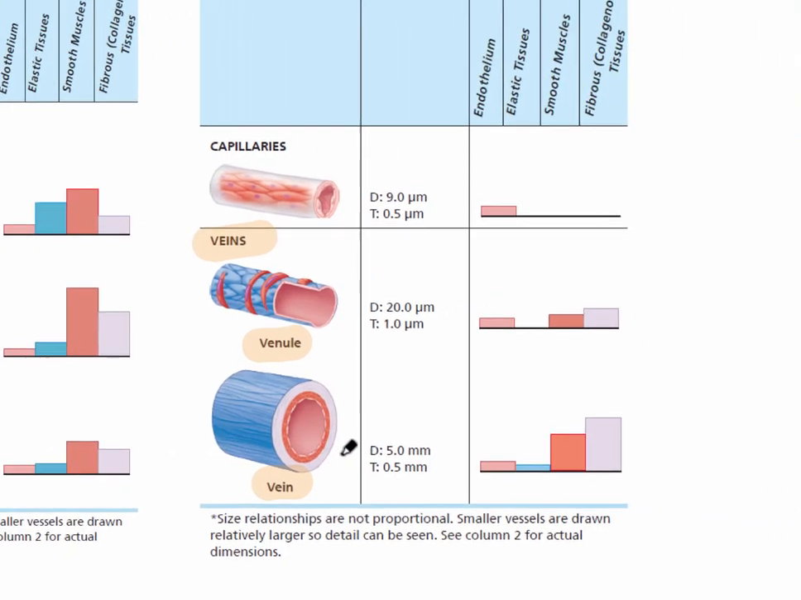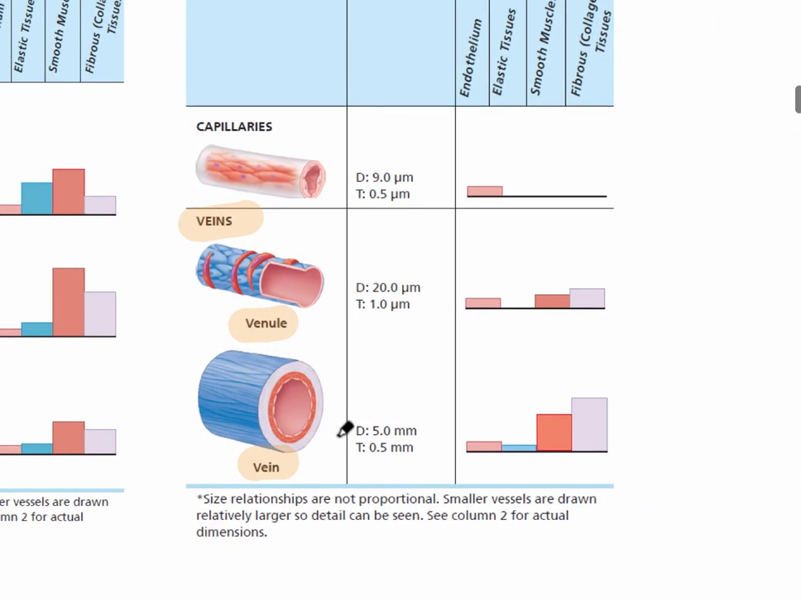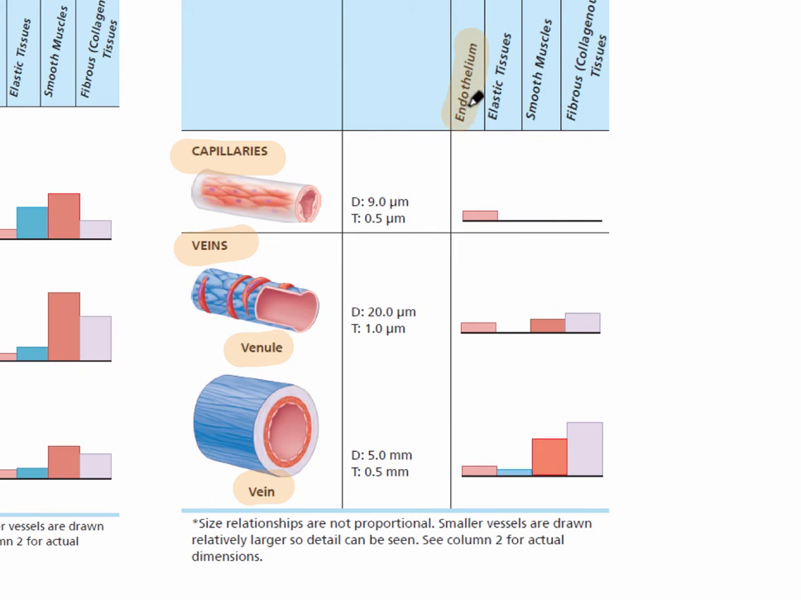Whereas if we compare this to the veins, we see very little smooth muscle in the venule, but more in the vein. And what's significant about the larger vein is that it has a lot of fibrous collagen, and that is unlike any other. And again, the capillary is very significant because it only has this one layer, the endothelium.